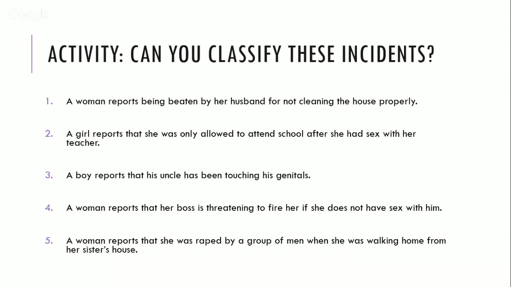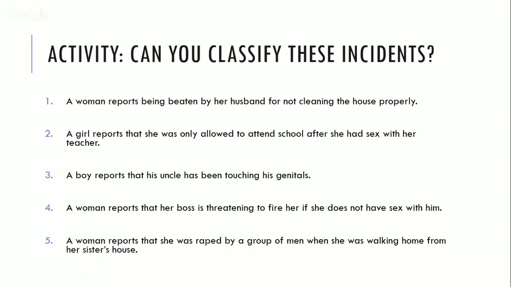Let's read these together. A woman reports being beaten by her husband for not cleaning the house properly. A girl reports that she was only allowed to attend school after she had sex with her teacher. A boy reports that his uncle has been touching his genitals. A woman reports that her boss is threatening to fire her if she does not have sex with him. A woman reports that she was raped by a group of men when she was walking home from her sister's house.